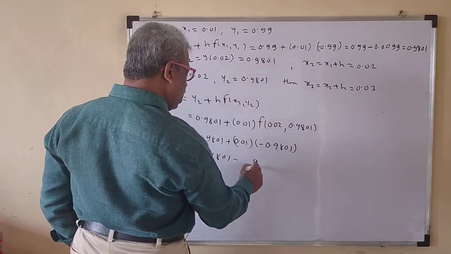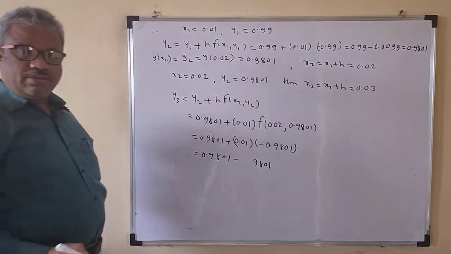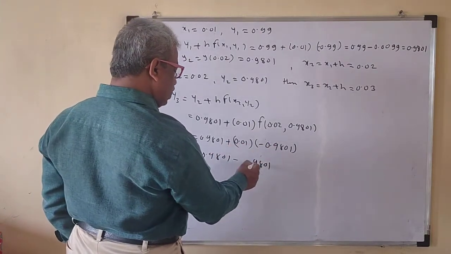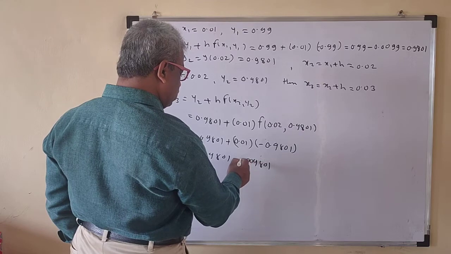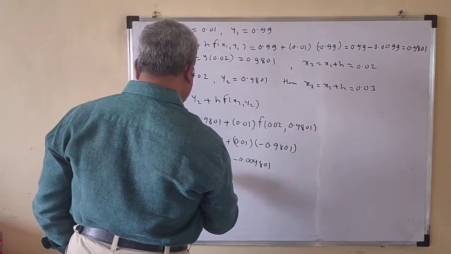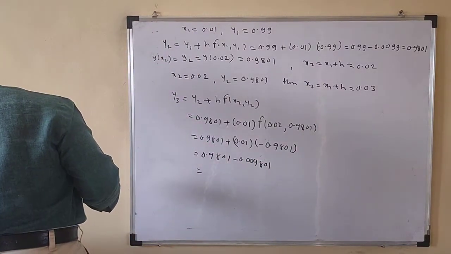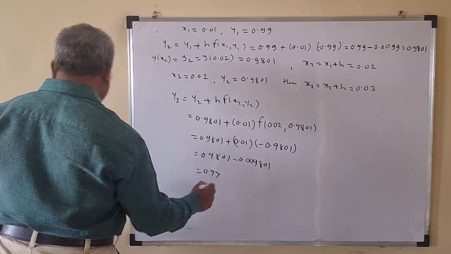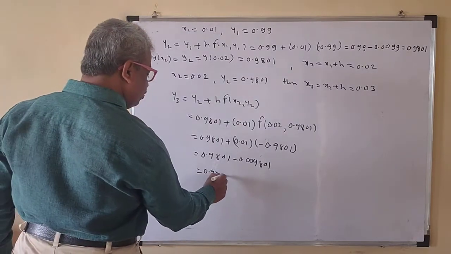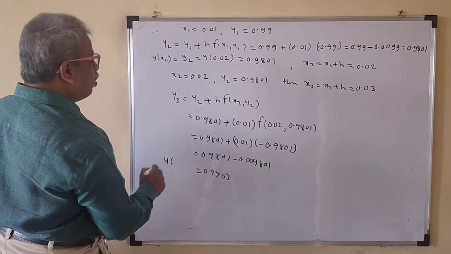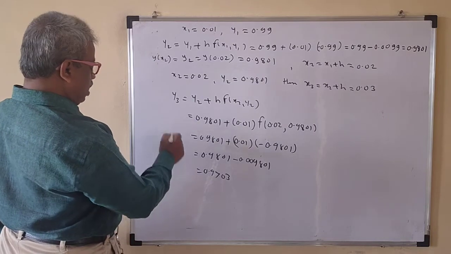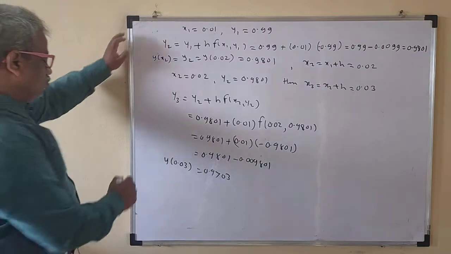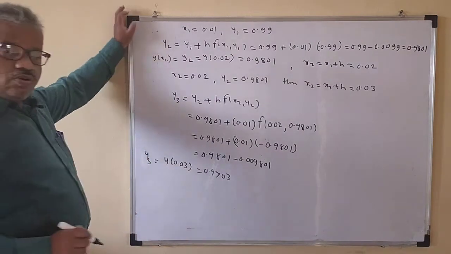So we write 9801, and we write the product 1 into this. The decimals are 2 and 4, so 6. You have to do that. The value of this one you can find using a scientific calculator as 0.9703. So this is y of x3, that is y of 0.03. That is your y3.